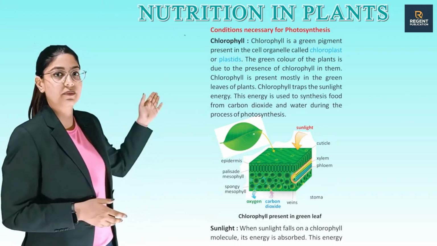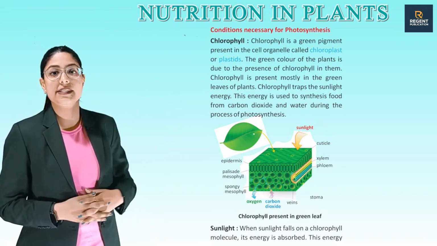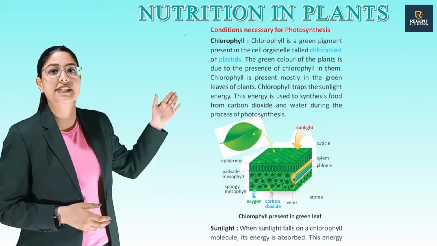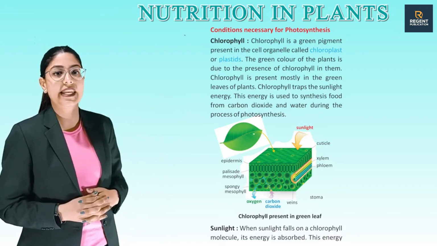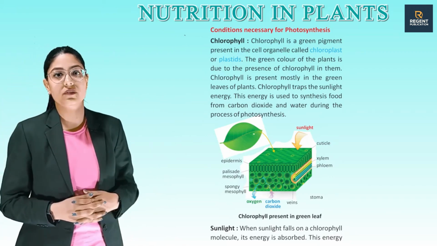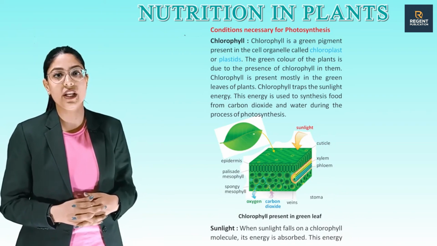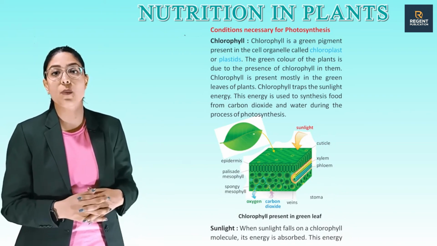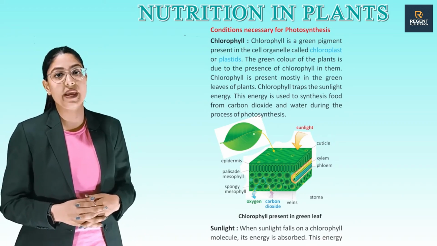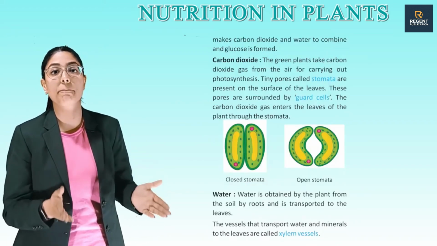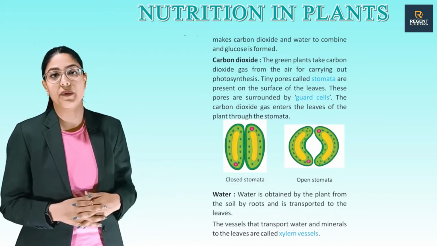See this diagram. This is a picture of chlorophyll present in a green leaf. Next is sunlight. When sunlight falls on a chlorophyll molecule, its energy is absorbed. This energy makes carbon dioxide and water combine, and glucose is formed.